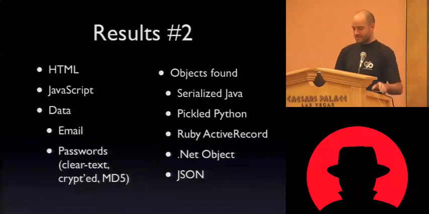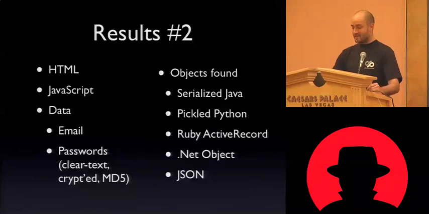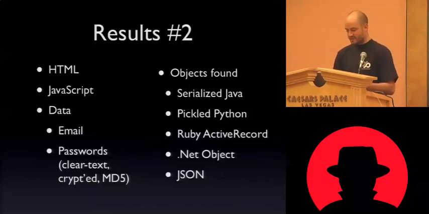So what were some of the things that we saw in there? Well, what you would expect on websites: HTML, JavaScript, data. Data was interesting. We had email, we had passwords in clear text. Some of them were encrypted, some of them were MD5 hashed. Also found loads of objects: serialized Java, serialized Python, ActiveRecord, and so on.